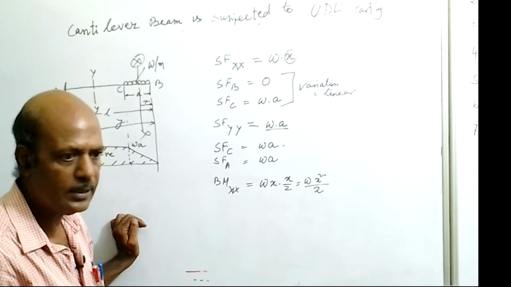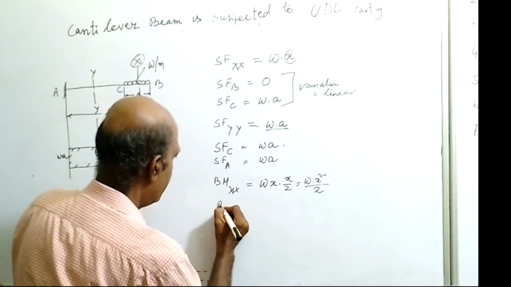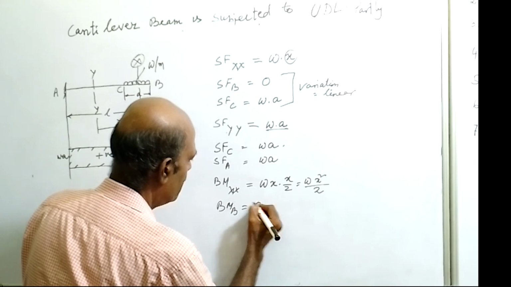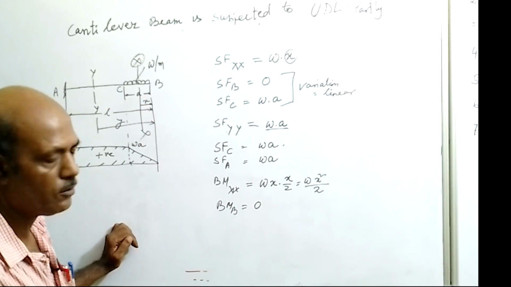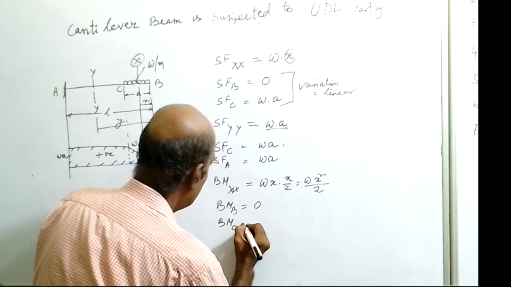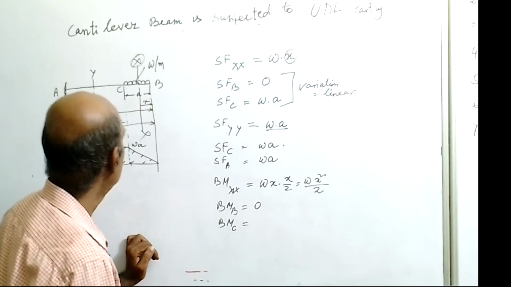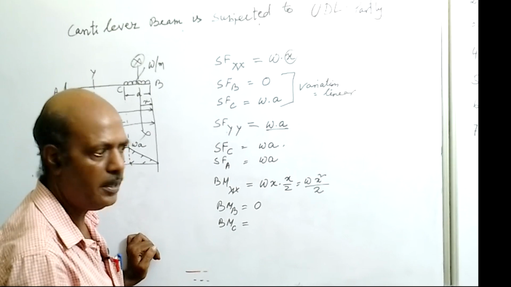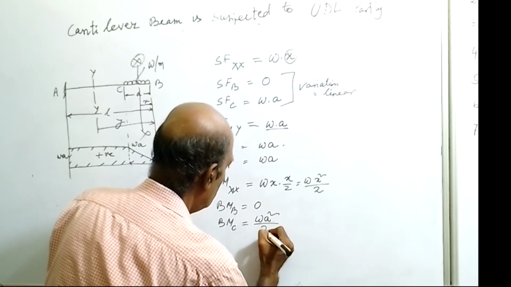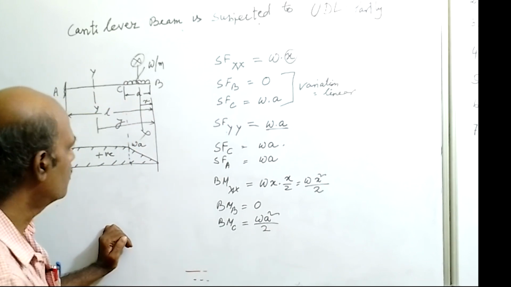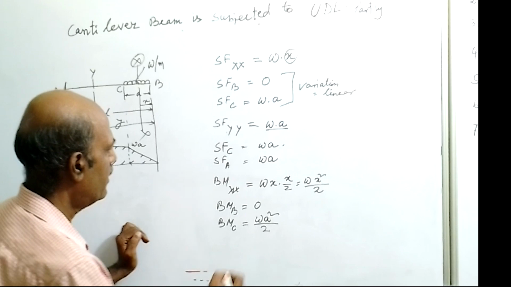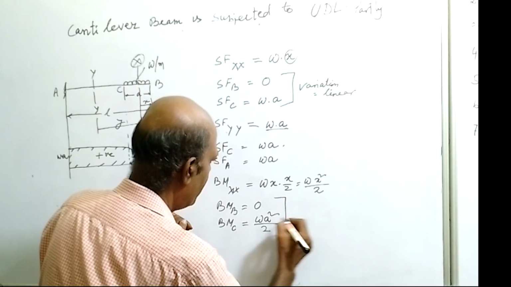So if we slide the section to point B, the X value is 0, so the bending moment at point B will be 0. Now slide the section to point C, so we get the bending moment at section C. At C, what is the X value? A. So that is W into A square by 2. Okay, now go to the YY section.